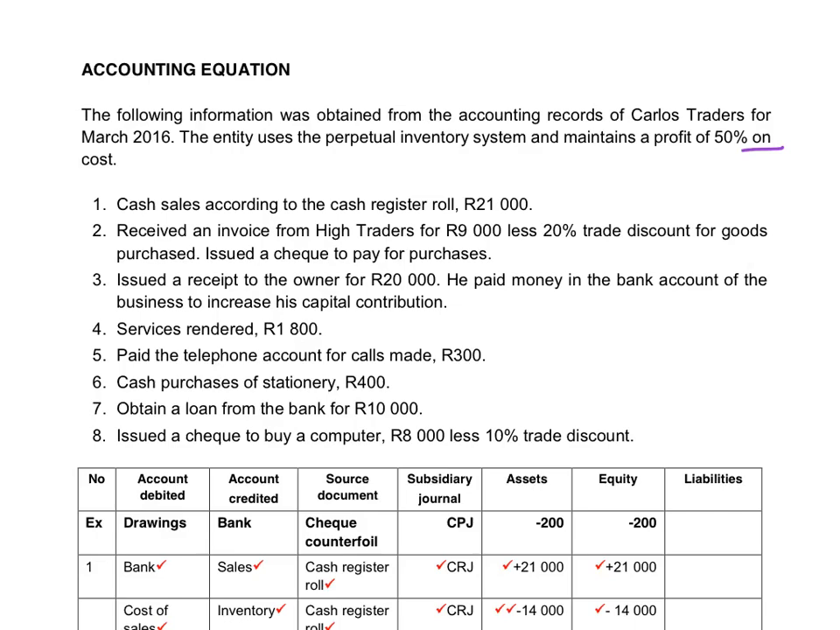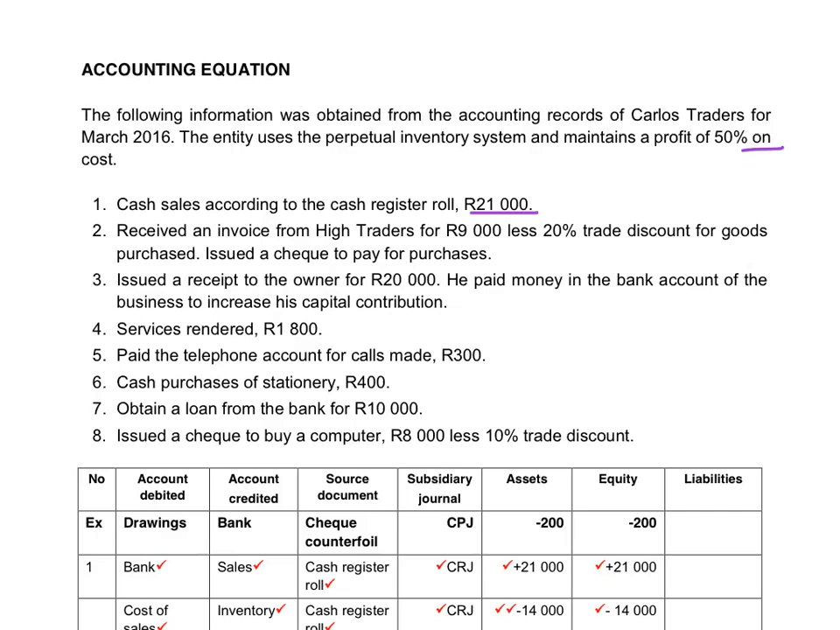Cash sales according to cash register roll, 21,000. As soon as goods are sold, whether it's sold for cash or on credit or debtors return goods, for those three transactions you will have two double entries for every transaction. A double entry at sales price and a double entry at cost price.